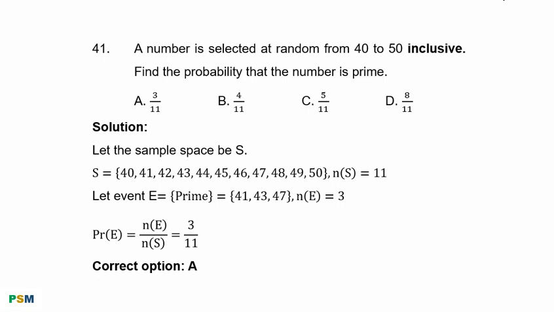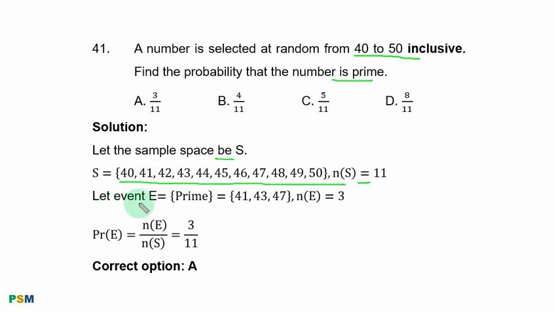Question 41. A number is selected at random from 40 to 50 inclusive. Find the probability that the number is prime. Solution: let the sample space be S. So you list all the numbers between 40 and 50. You have them in this form. They are 11 in number.